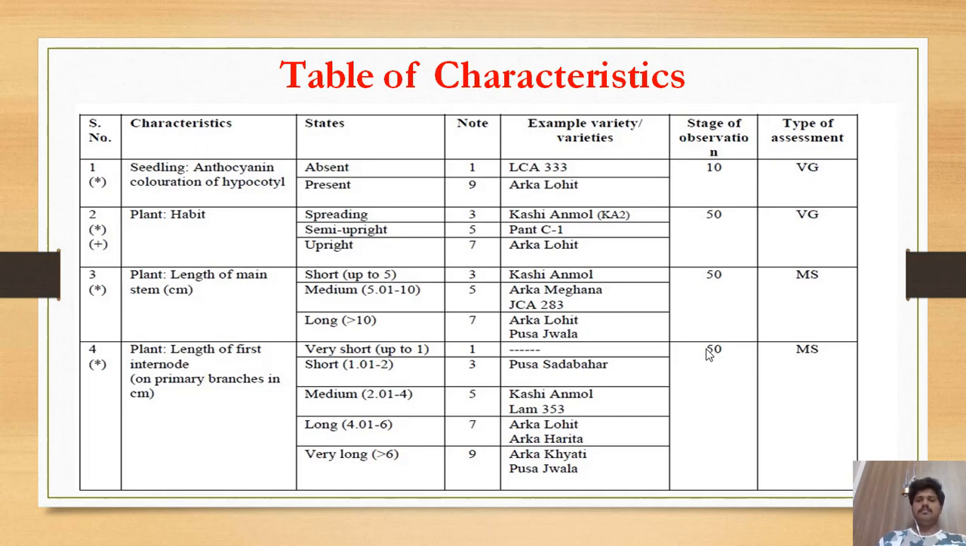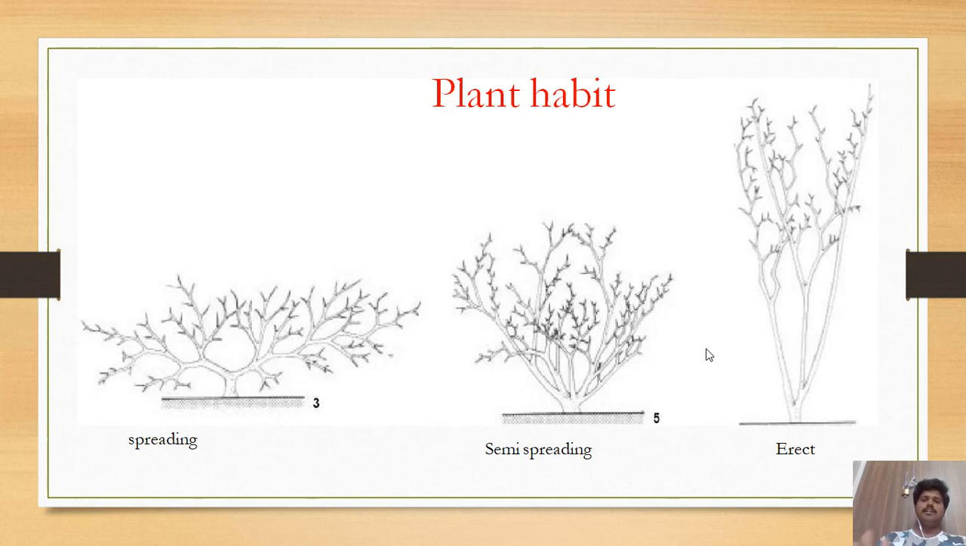So when we have to observe this plant habit is 50 days after sowing. Then you have to assess the type of assessment, and similarly it applies for the remaining characters as well. So I have told about the plant habit here.